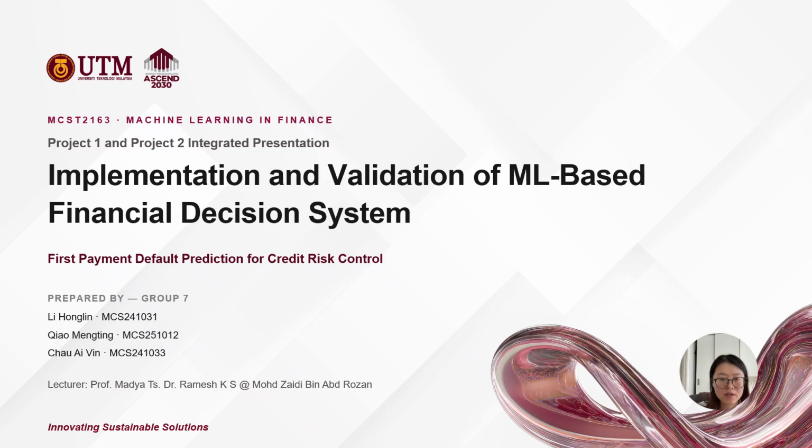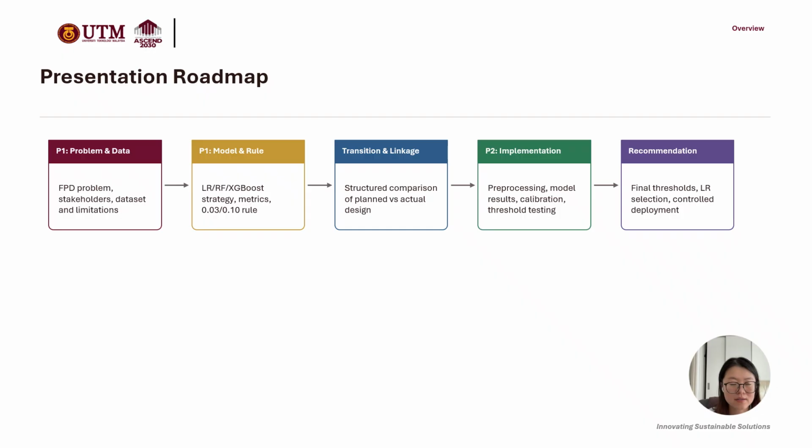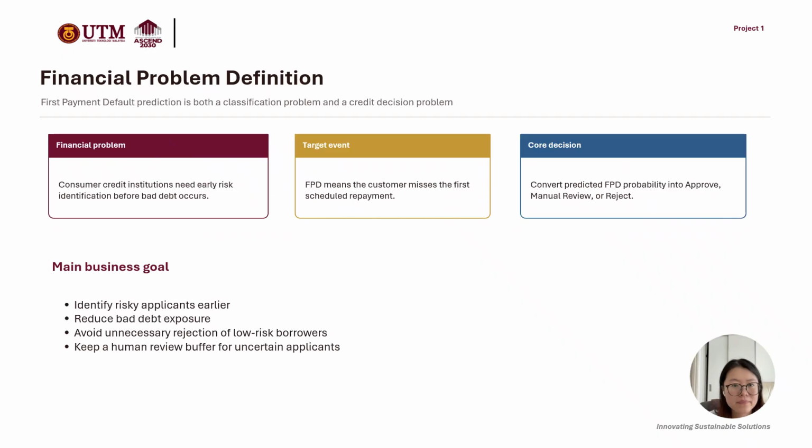So let's just start. Here is our structure. Project 1 covers the problem, data, and the model design. Then we move to Project 2, implementations, and our final recommendations. I will handle the first part.